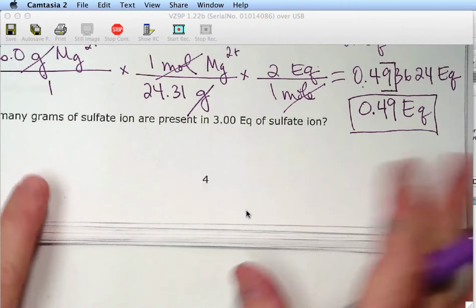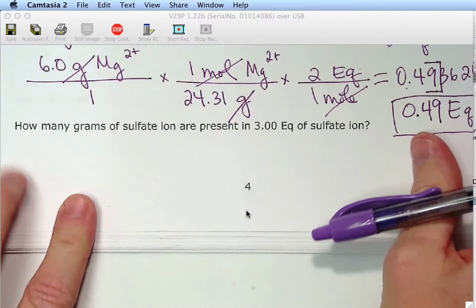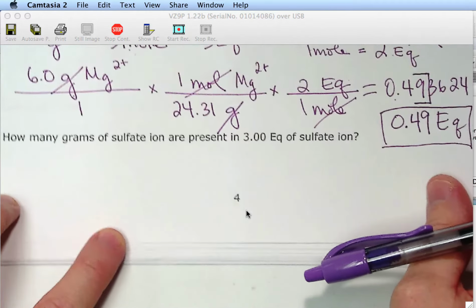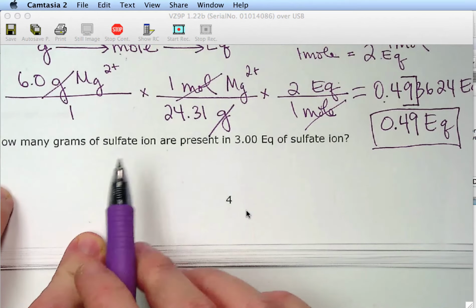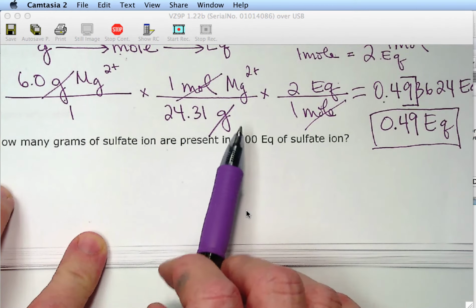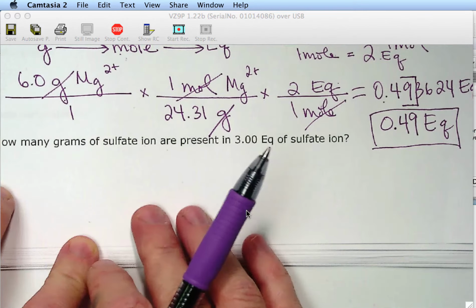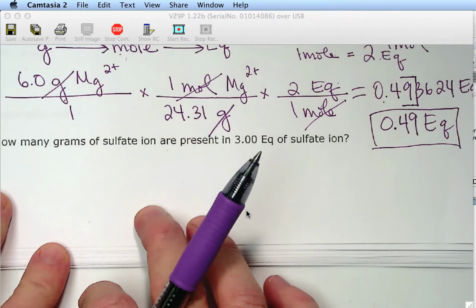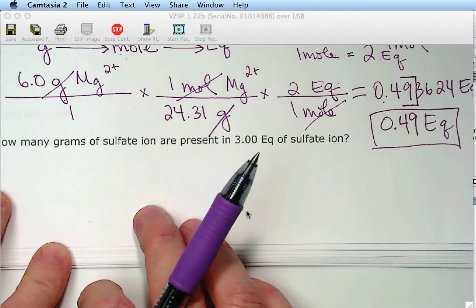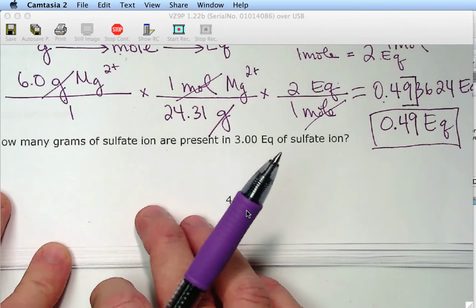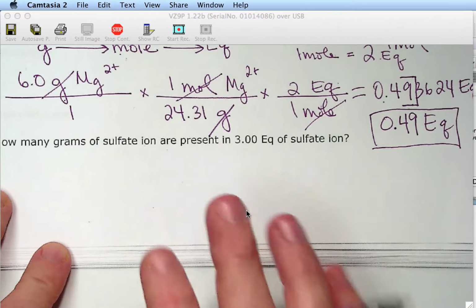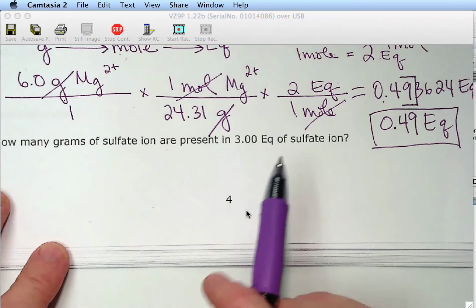All right, so this next question. How many grams of sulfate ion are present in 3 equivalents of sulfate ion? So before you get lost in the numbers and calculating the molar mass and, ooh, I need to review Unit 2 and Unit 1, I don't know what I'm doing. I want organic again.